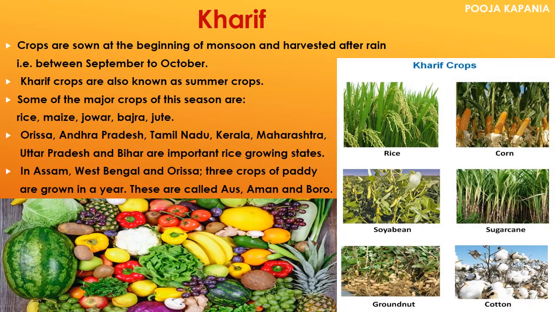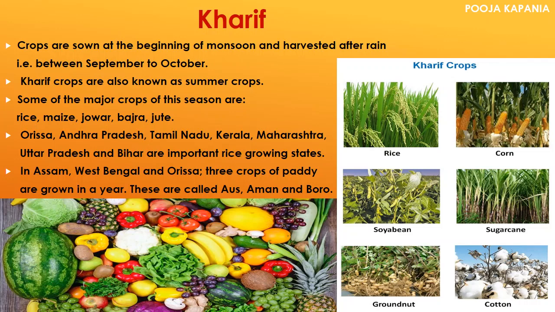Kharif crops are grown with the onset of monsoon in different parts of the country, and these are harvested in September to October. Important crops grown during this season are paddy, that is rice, maize, jowar, bajra, tur or arhar, moong, urad, cotton, jute, groundnut, and soybean.